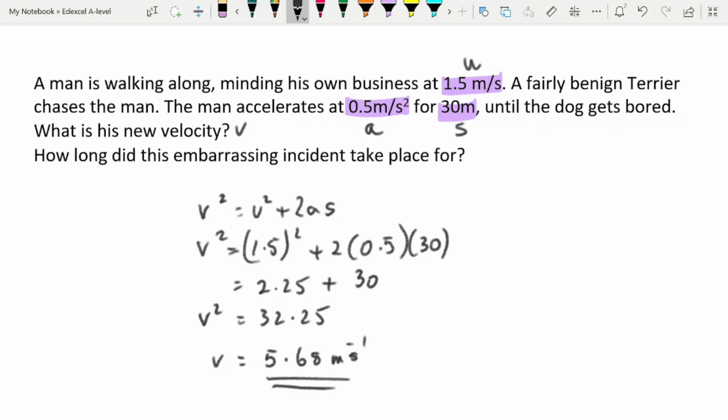Alright, so we found his final velocity. How long did this embarrassing incident take place for? So now we're after t. We have v, so we have some choice here. We can use our original data, we can use our v. We think what is going to be the most straightforward one for us. We want t, v is equal to u plus at, jumps out. Again, pause, work, come back.